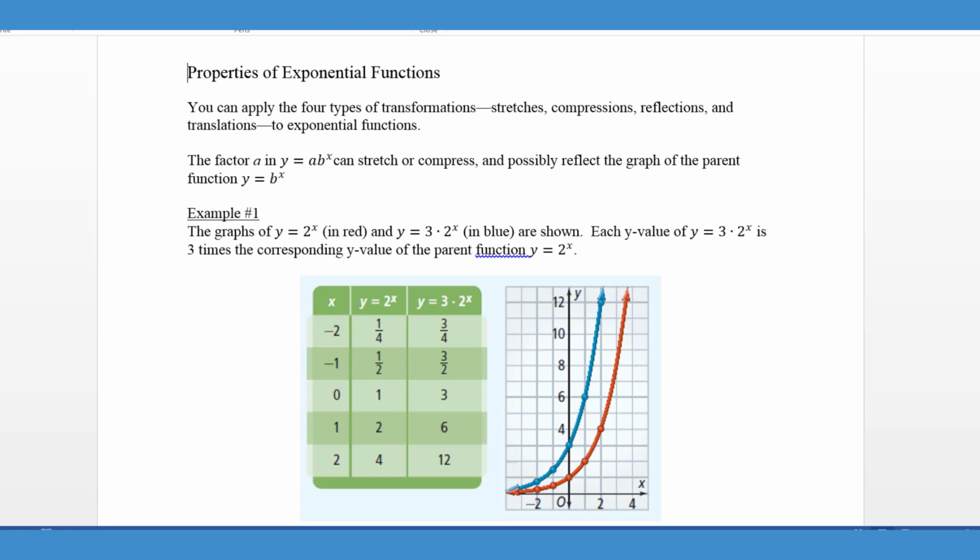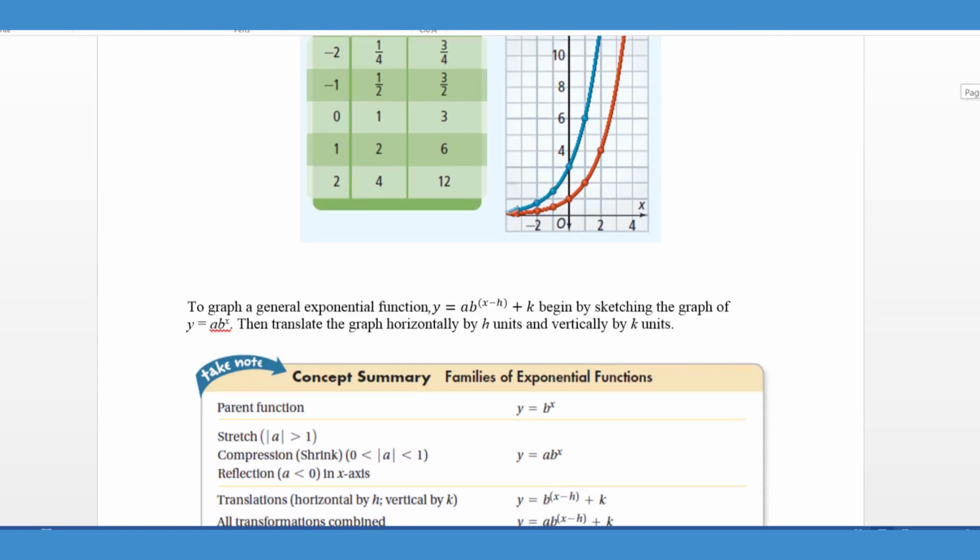You can also see that the y-intercept for y equals 2 to the x is 1, because what we're doing here is y equals 1 times 2 to the x power. And then the other one is y equals 3 times 2 to the x power. So the blue curve has a y-intercept of 3. So that's some general information that you're probably comfortable with if you know what the curve looks like.